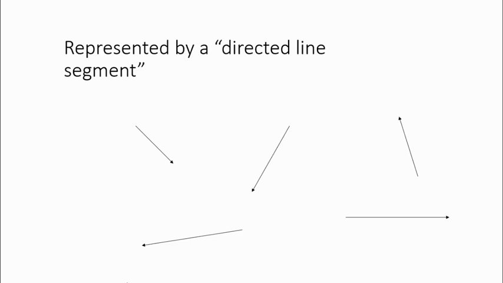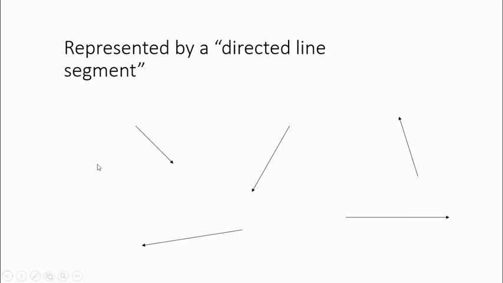A vector quantity is represented by what is called a directed line segment, simply meaning a part of a line with an arrow. The length of the line represents the magnitude or the size of the vector. The direction that the arrow is pointing in represents the direction of the vector. So if you draw the line and have no arrow on it to show direction, you have not fully represented the vector quantity.